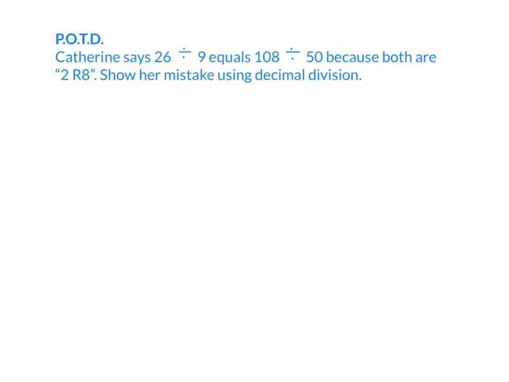Okay, so looking at our problem of the day, it says Catherine says that 26 divided by 9 equals the same amount as 108 divided by 50 because both are 2 remainder 8. Do you agree? No. Are they both 2 remainder 8? Oh, yes. But does that mean they're equal to each other? They have the same value? No. This problem asks us to show her mistake using decimal division.